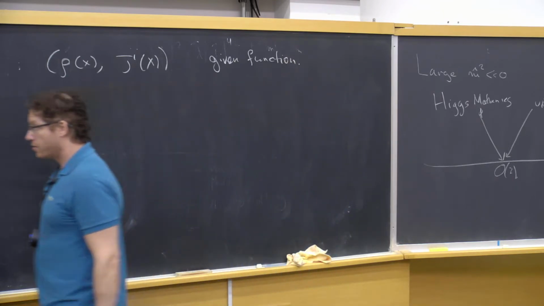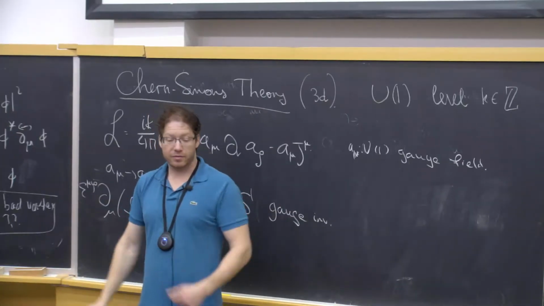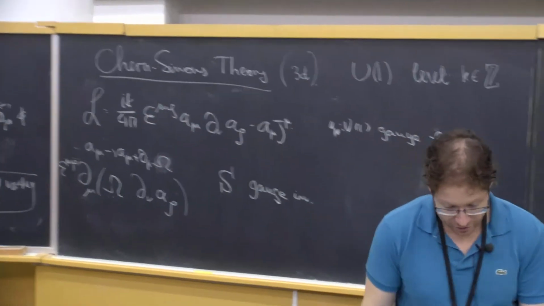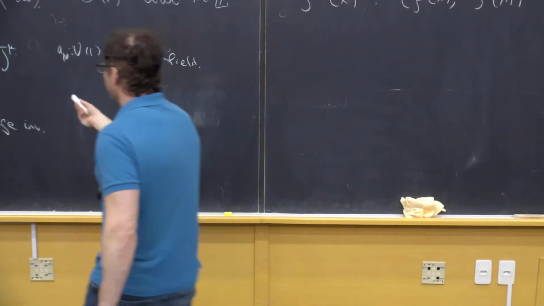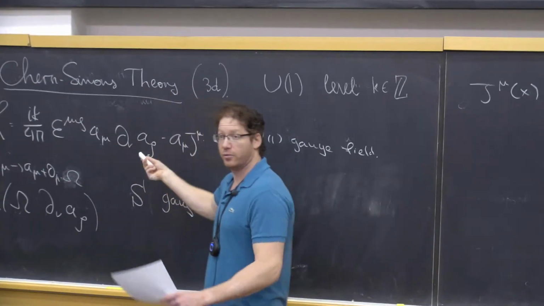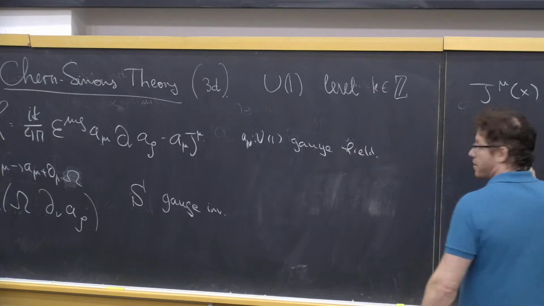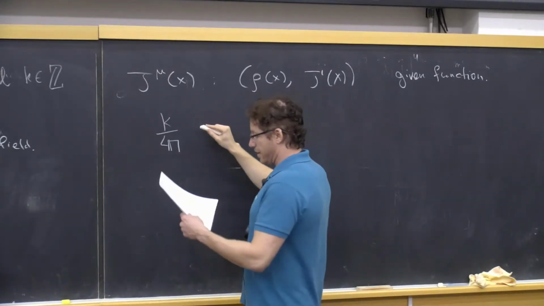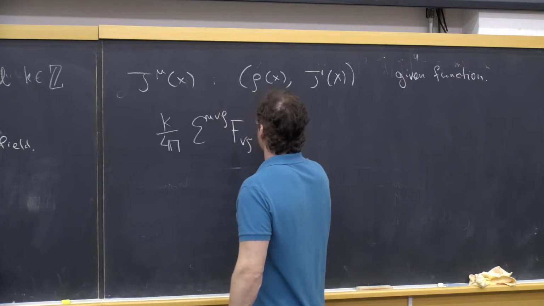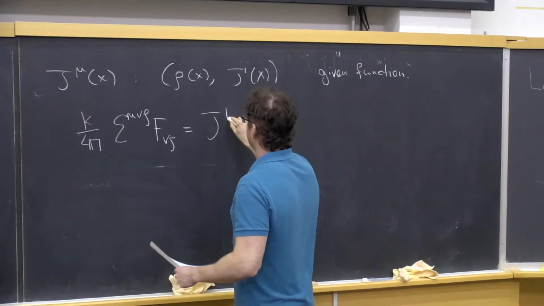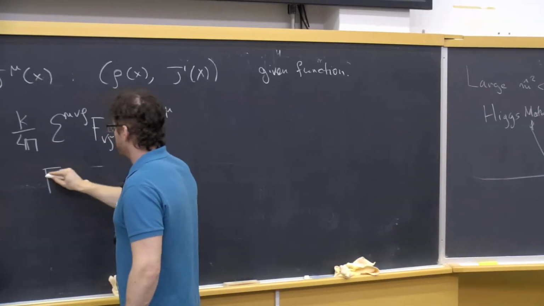Now, you all know the Maxwell equations, which describe the electric and magnetic field that is associated to some current or some charge density. So the analog equations here are the Euler-Lagrange equations for this action, where you take functional derivatives with respect to A, and they're trivial to derive. You get k over 4 pi times epsilon mu nu rho, f nu rho, equal to j mu. That's the covariant relativistic version of Maxwell's equations in Chern-Simons theory.